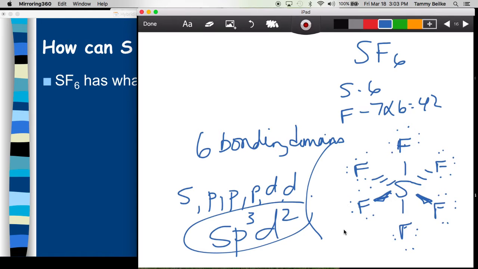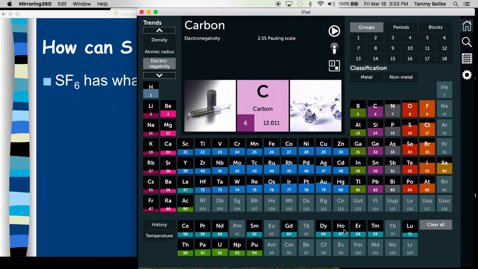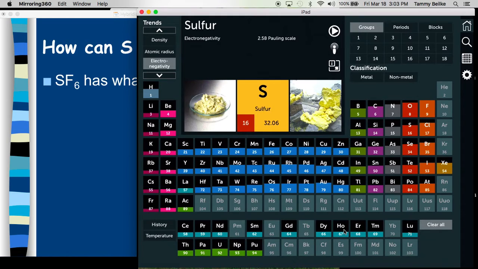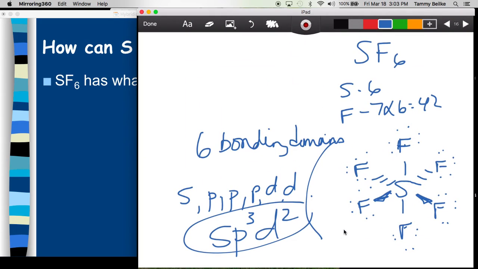Well, how can it have d orbitals participating in bonding? Well, sulfur is the electron configuration. If we look at our periodic table really quick, sulfur is here in the 3rd period. It is 1s2, 2s2, 2p6, 3s2, 3p4. Well, what else is in the 3rd energy level? In addition to having the 3s and 3p, it also has the 3d orbitals. They're just empty.